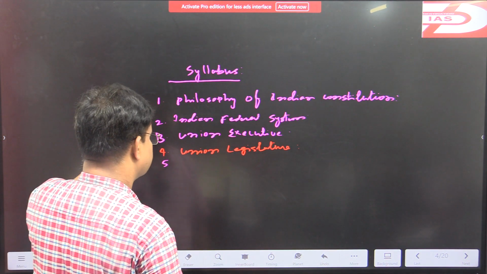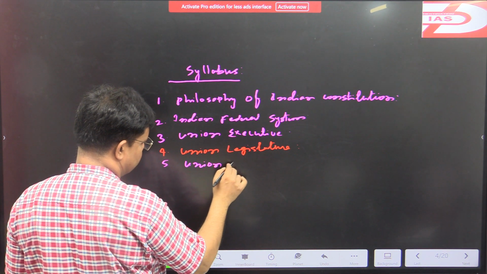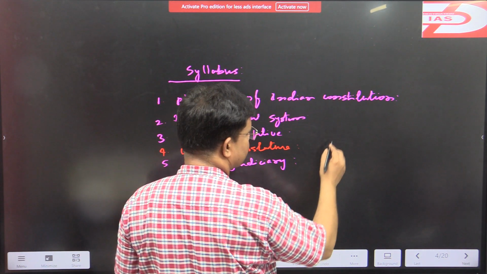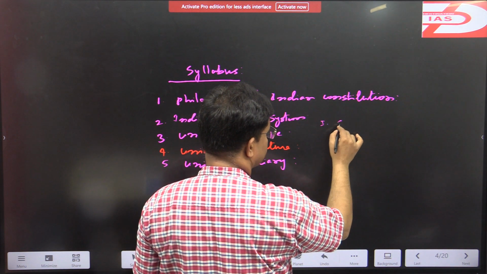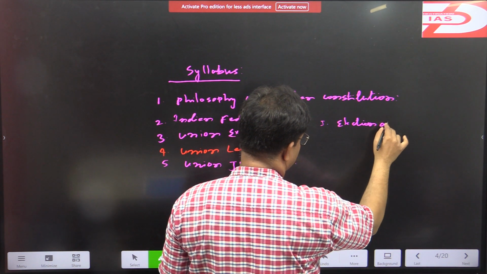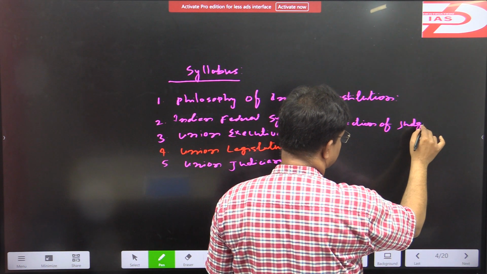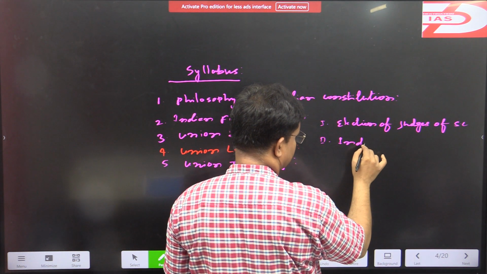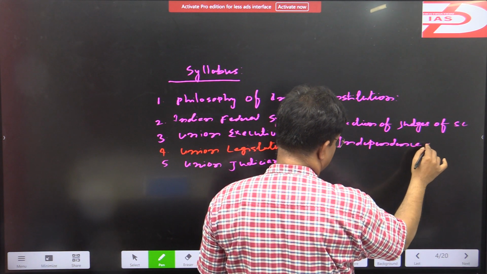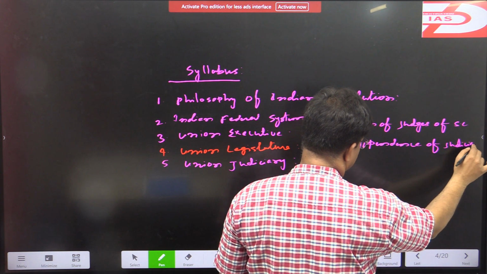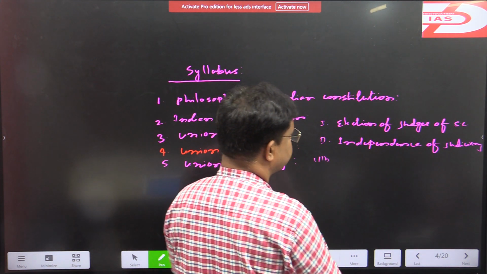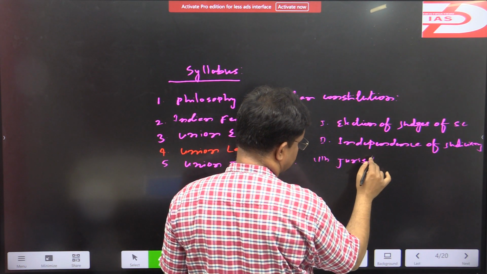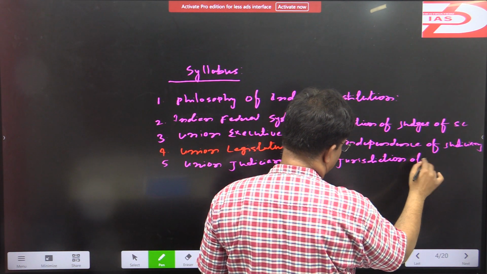The next one, Union Judiciary. Under this section, facet 1, appointment of judges of Supreme Court, independence of judiciary, third, jurisdiction of Supreme Court.